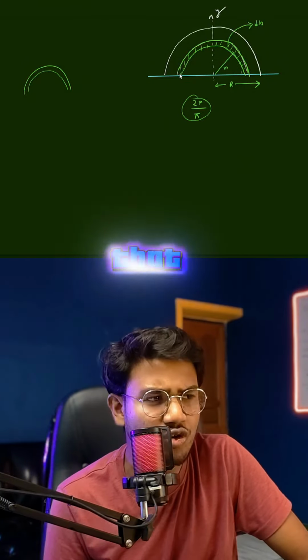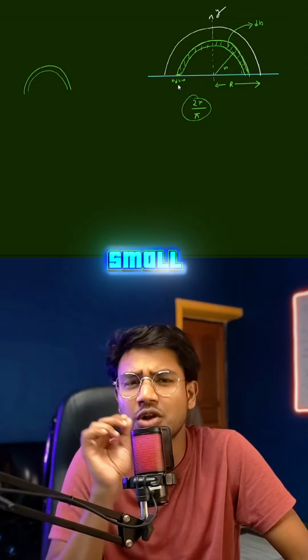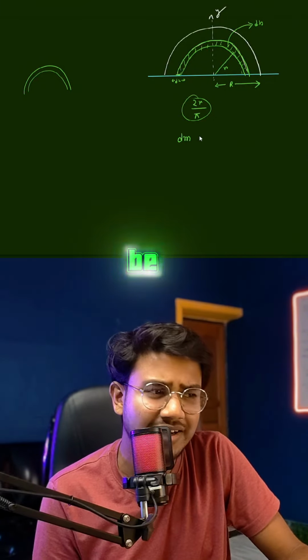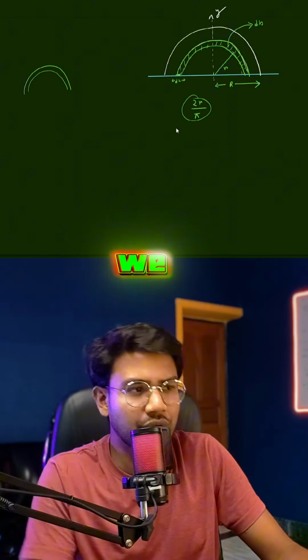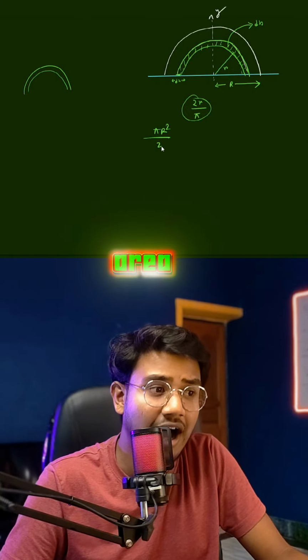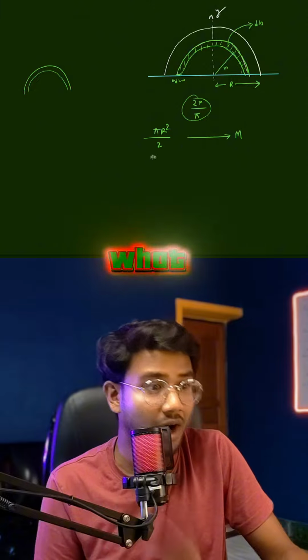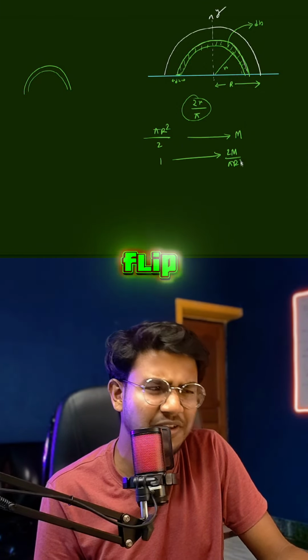And one more thing you have to imagine: this stripe has a small width of dr. Obviously, its mass should be del m, a smaller mass, and we need to find that one. So here we go. The total radius is R, therefore this is an area of pi R square by 2 and its mass is M. So what will be the mass per unit area? That is M by pi R square, just flip it.